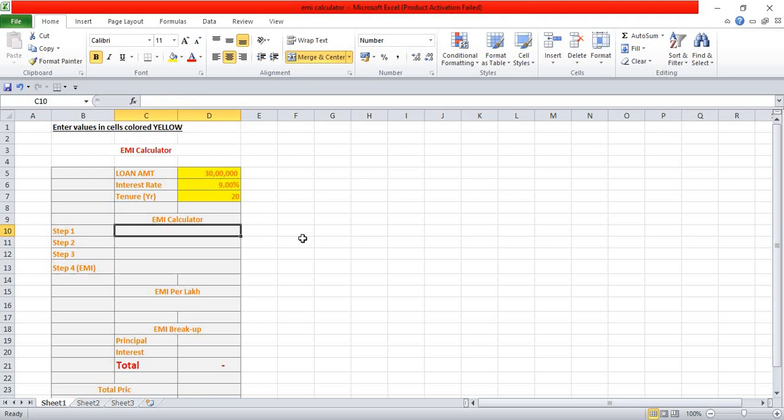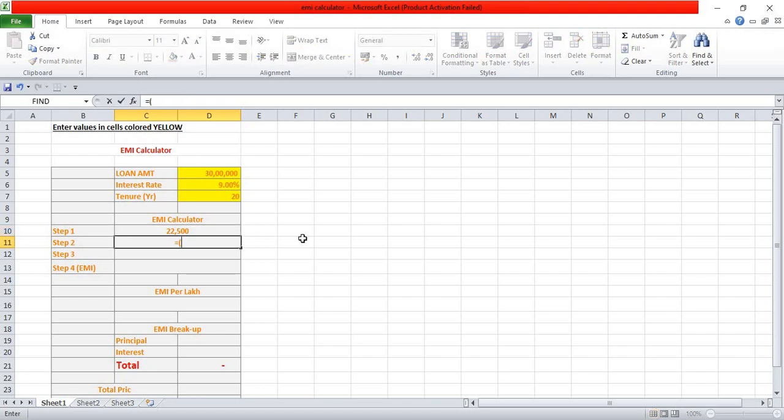So in the first step, we'll calculate the monthly interest. So simple, 30 lakh into bracket, this is my interest rate per annum. So it is for 12 months, so I'll divide this by 12. Okay, so this is the monthly interest.